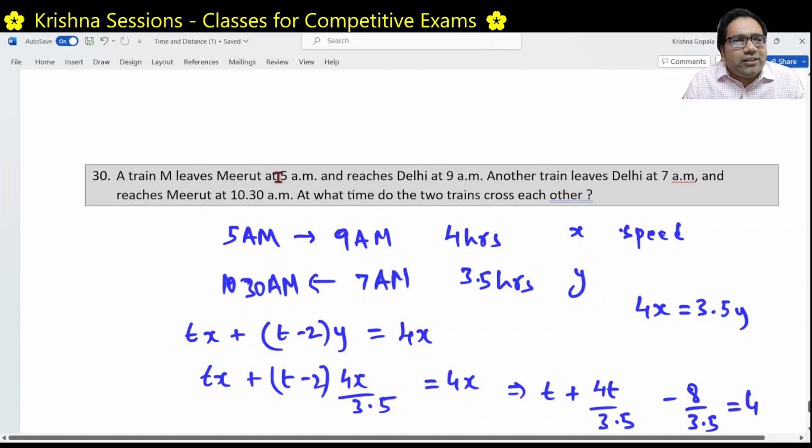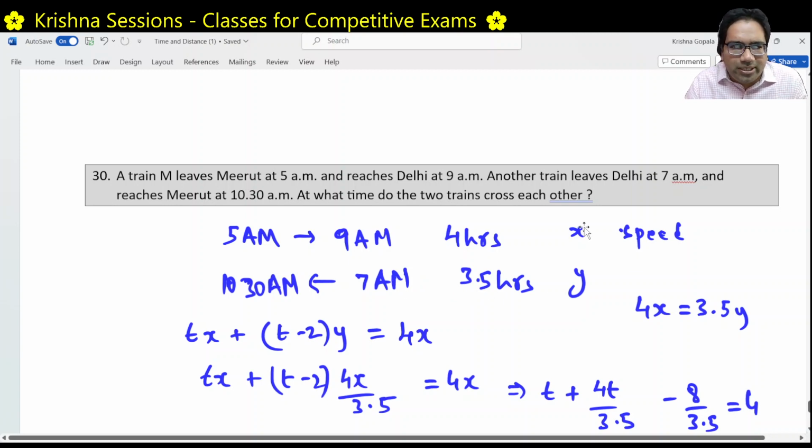The Meerut train is leaving at 5 a.m. and reaching Delhi at 9 a.m. What does that mean? It is taking 4 hours. Similarly, from Delhi it is leaving at 7 a.m. and reaching Meerut at 10:30 a.m. So it is taking how many hours? 3.5 hours. First one is taking 4 hours, second one is taking 3.5 hours. Obviously, the train from Delhi to Meerut is faster, right?